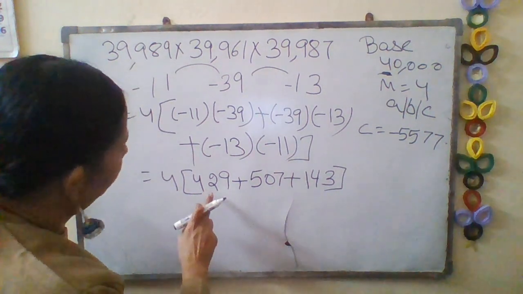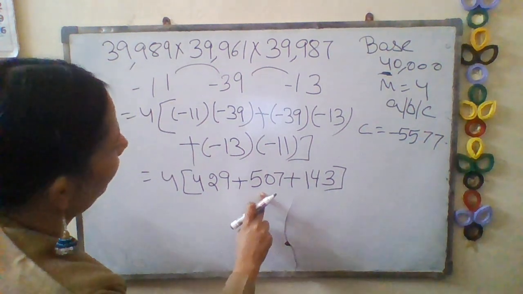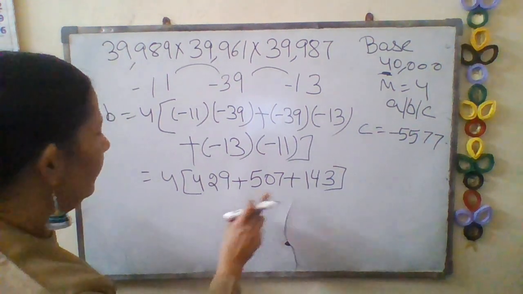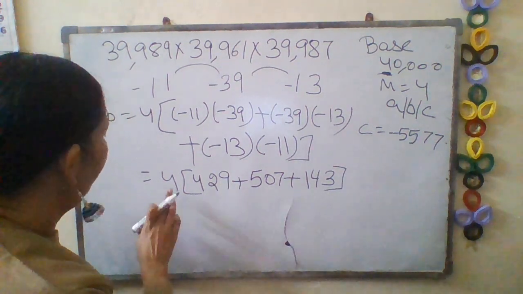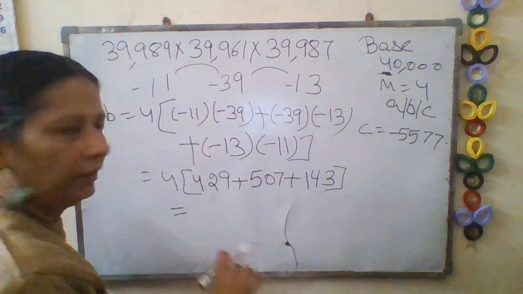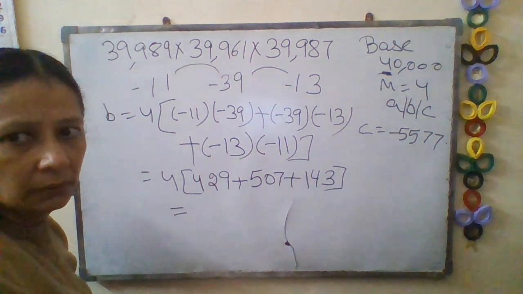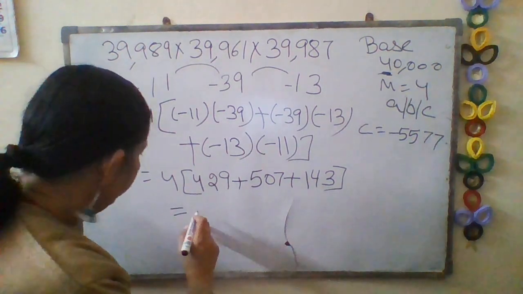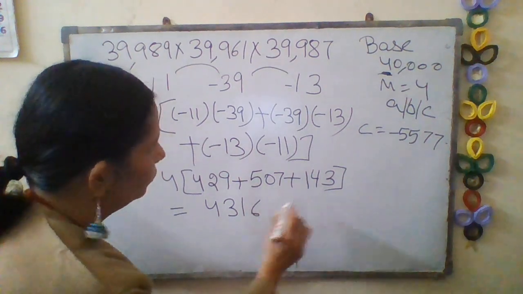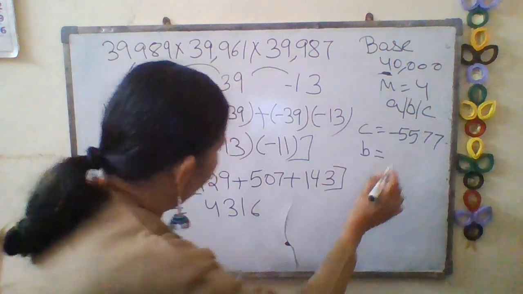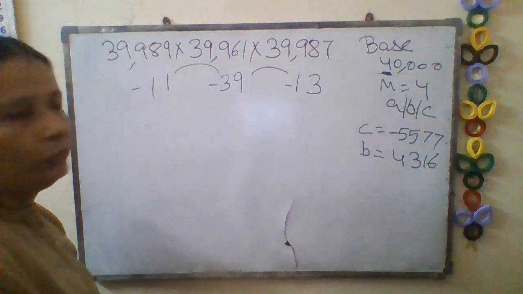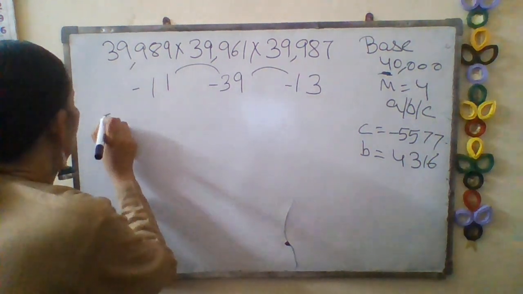when you will solve 429 plus 507 plus 143, and when you will add all this, you have to multiply it with 4, and what will you get? I have already solved this for you. See, you will get here 4316. So value of B I am going to write down here only. Now you have to find out the value of A.